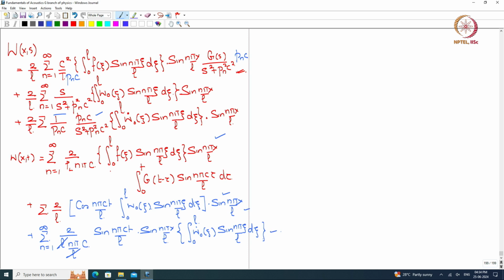Okay. So that is how you deal with a fixed string, homogeneous boundary conditions, a general force using Laplace and Fourier, and then initial conditions.